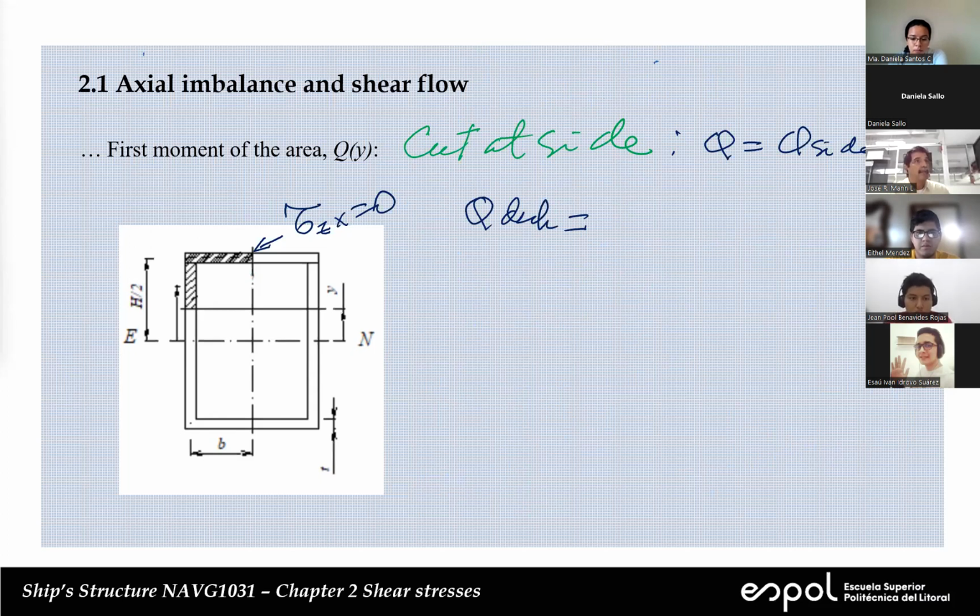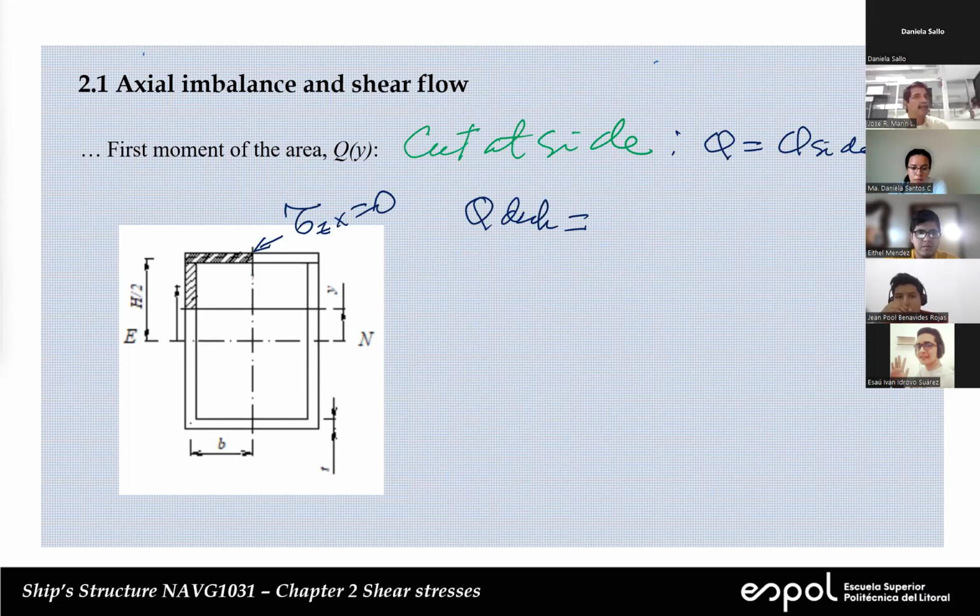So the area. Miss Santos, do you have any question? Miss Santos, do you have any question? Yeah, I can barely get at you because I couldn't see your mouse where you are pointing. Can you see it now?